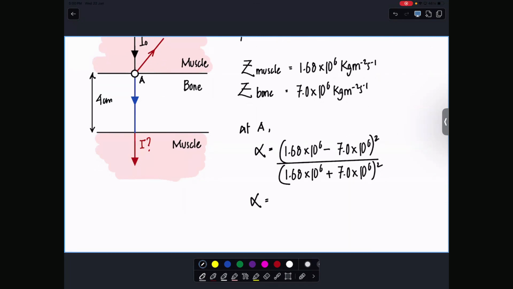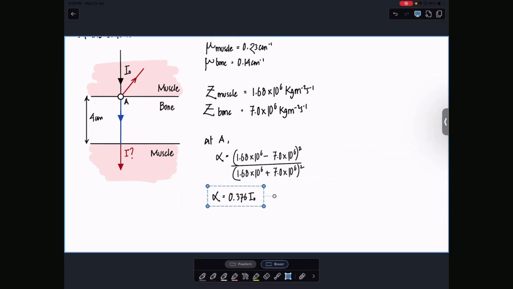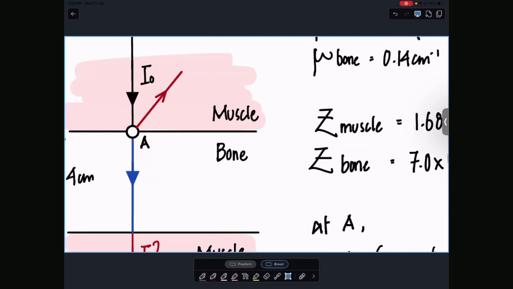Right, alpha কত আসে? 0.376 I naught. আসছে সবার এটা? Just confirm করে নি, যাদের আসে নাই দেখো কি problem. Sorry? It's still the same answer. Why same answer? Because it's a boundary thing. So it doesn't matter if it's A to B or B to A. It's the boundary that matters, right? So it আসছে না 0.376 সবার? Clear? Okay. But what is that though?